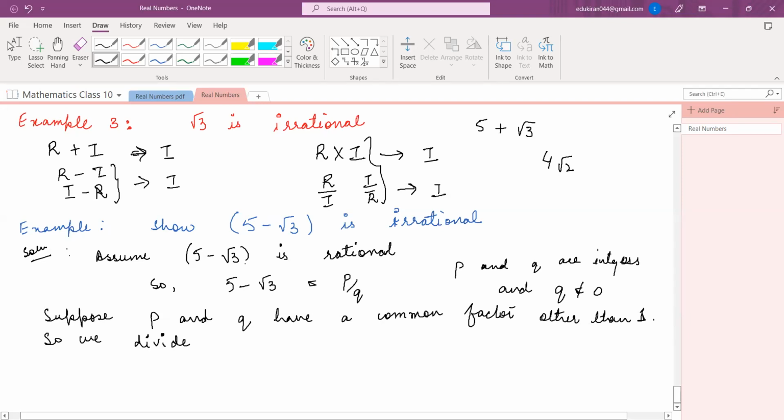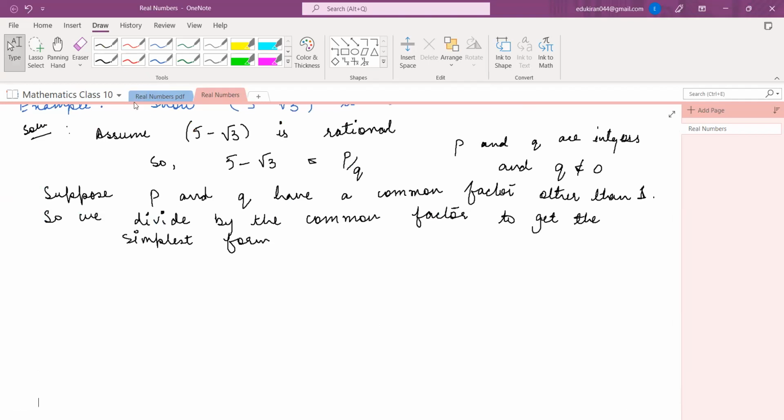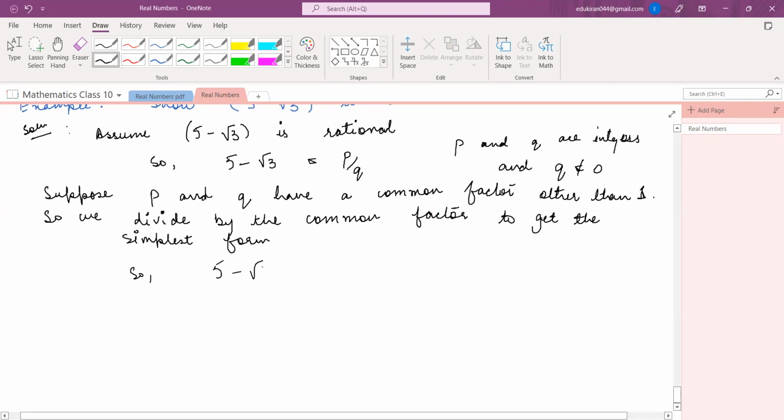Obviously you have studied the form of p by q so far for rational numbers, so that is why I'm just adding one step extra. So we divide by the common factor. I'll tell you both ways of writing to get the simplest form. Now I have divided and I'll get it in the form of a by b. So 5 minus root 3 will now become a upon b, right? Now a and b are co-primes.